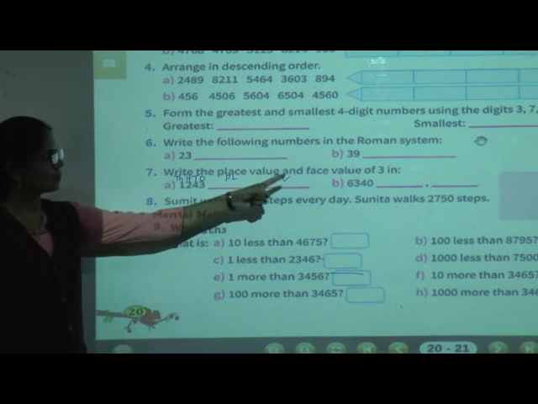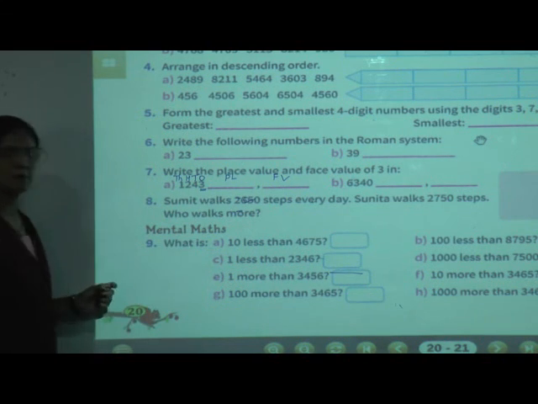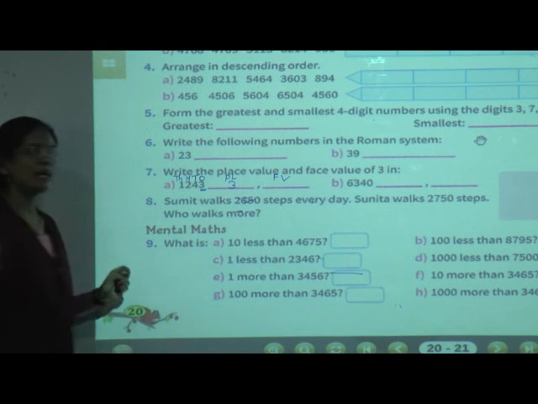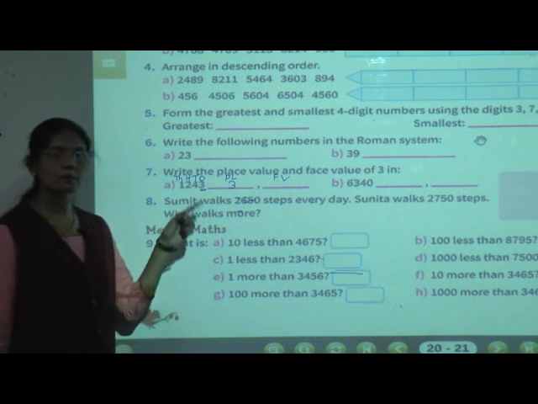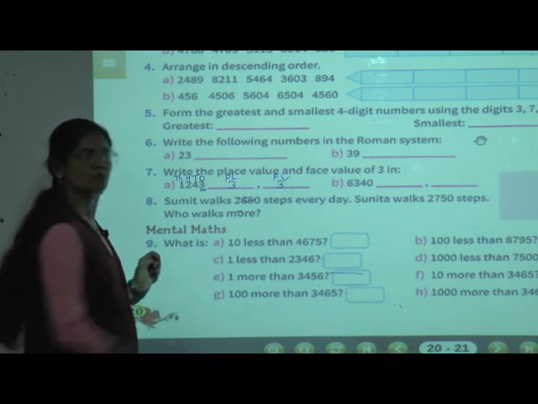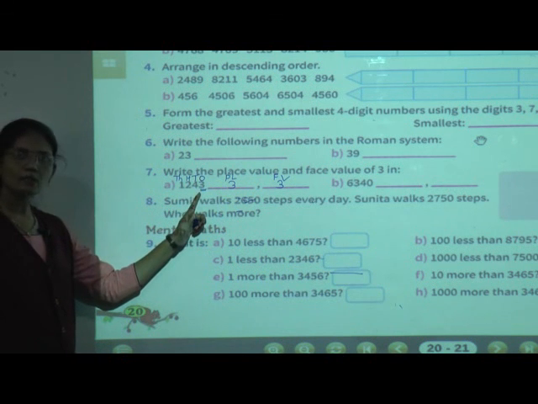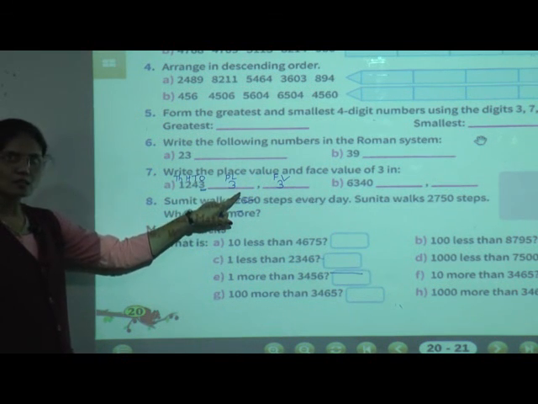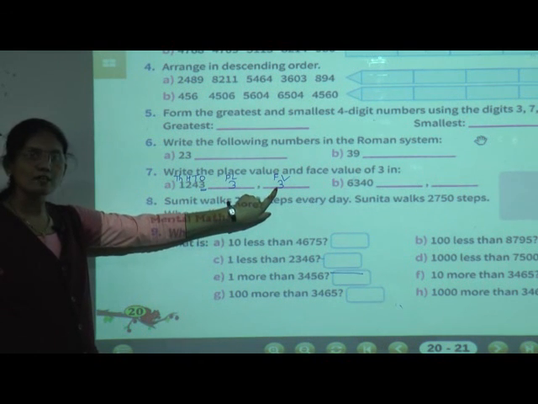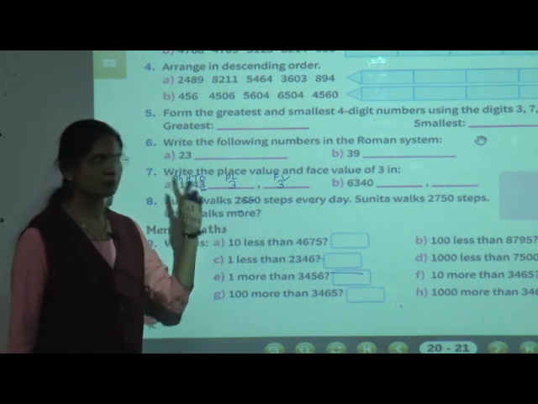Now, what is the place value of 3 in this number? 3 is situated at 1's place. So the place value of 3 is 3. And face value is nothing but the number itself. So face value is also 3. Place value of this 3 is also 3, because it is situated at 1's place. The face value means the number itself, so the face value will also come 3 only. Here place value and face value will come the same.